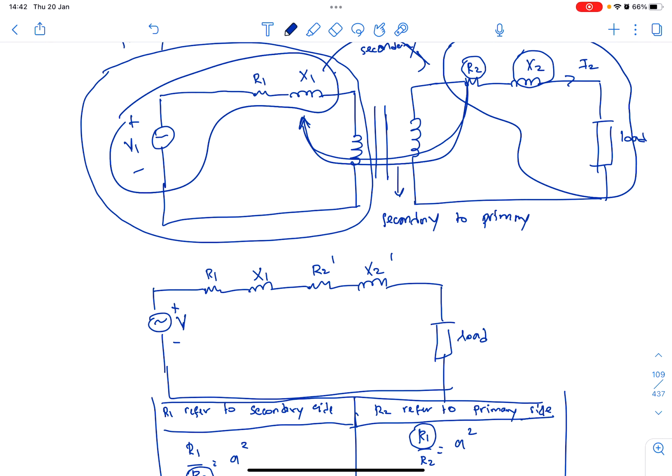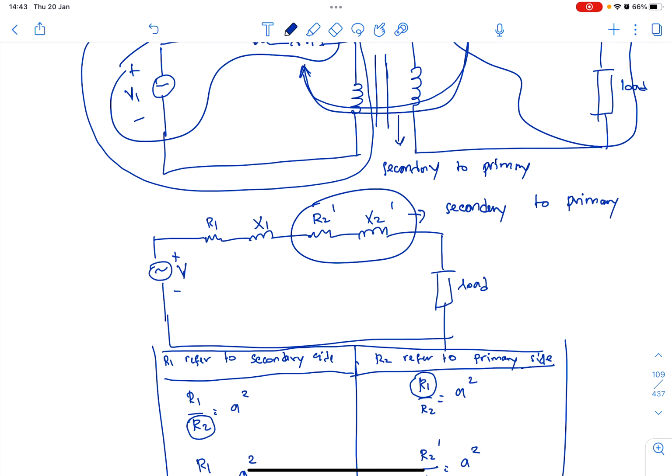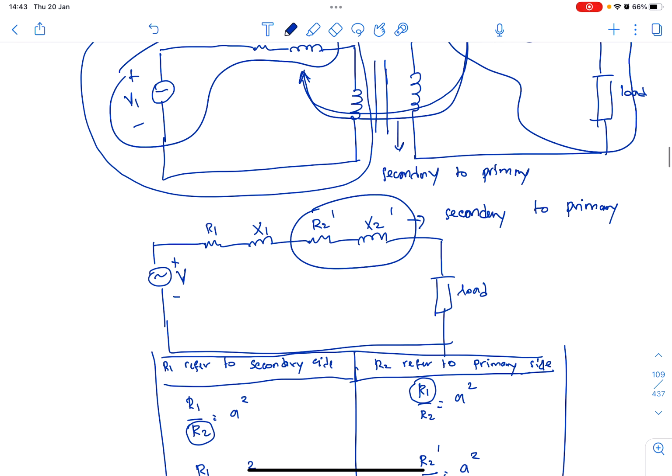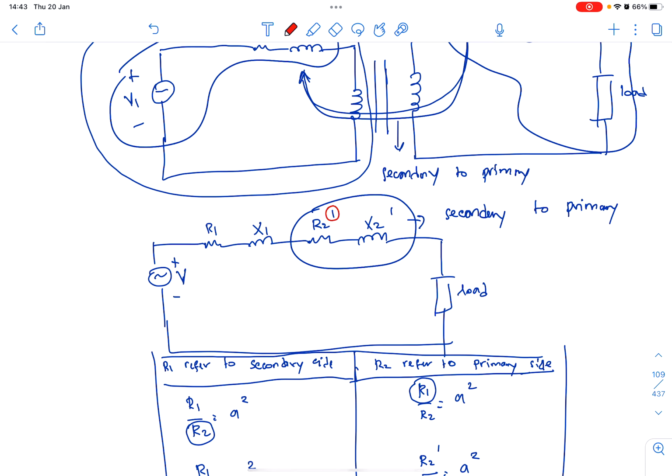Let's say in this example, you transfer this component from the secondary to the primary. So you need to label all the components yang kena transfer tu, denoted di sini, kena label di sini dengan prime. So you need to label it with a prime. So di sini pun sama juga, ZL prime.